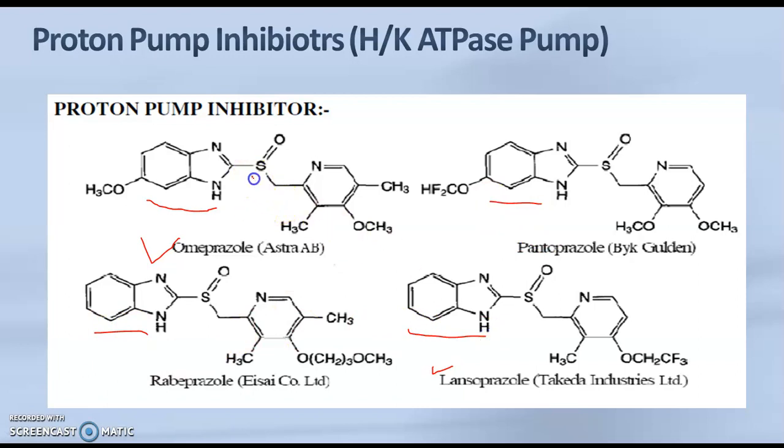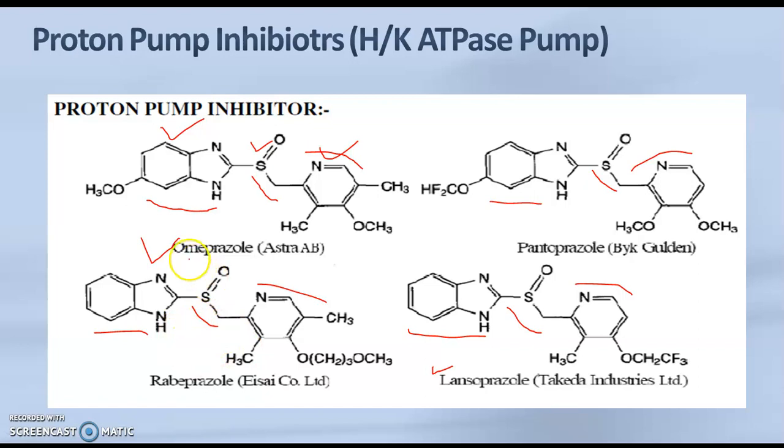Then the sulfonyl methylene is common. And in all the compounds you'll find pyridine. So this is a common pharmacophore, and almost 90% of the structure is done. What are the pharmacophore features of a proton pump inhibitor? The imidazole ring is attached to sulfonyl methylene, and sulfonyl methylene is attached to the pyridine. That's so easy to remember the structure.